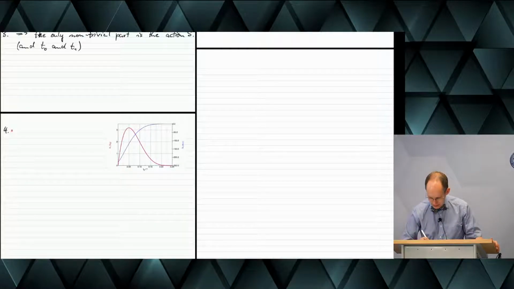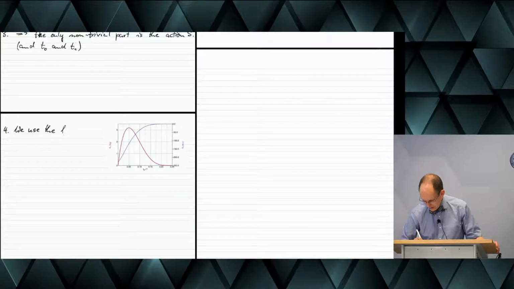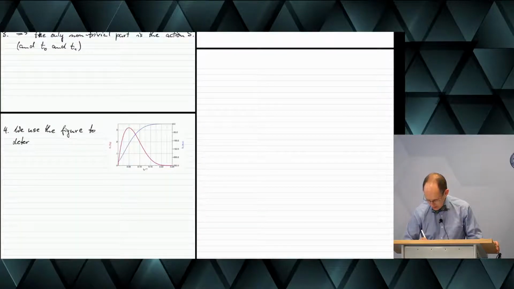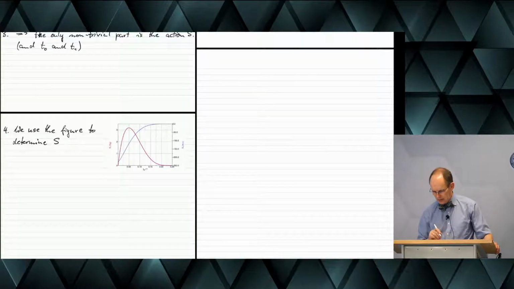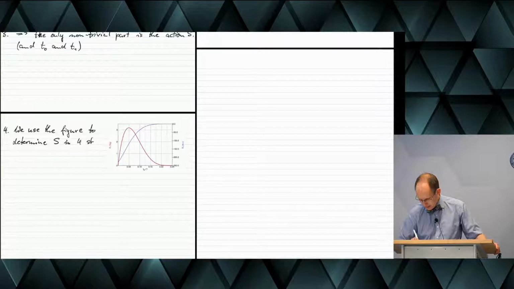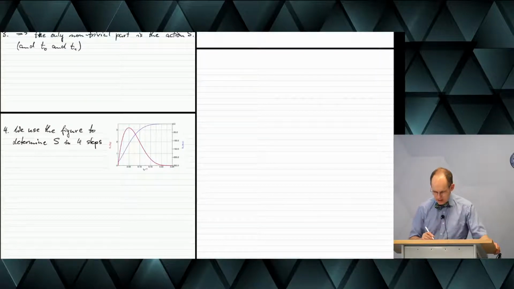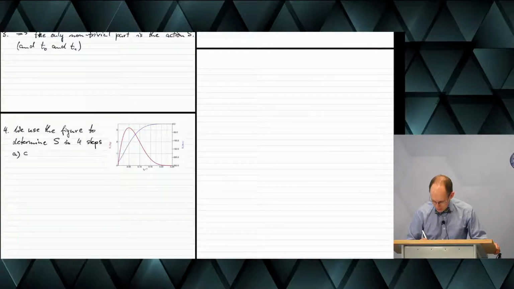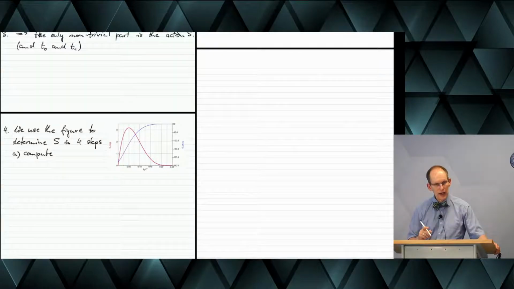So assume we use the figure to determine S. And in how many steps? In 4 steps. So the first step is a trivial one. We compute the energy of the photon, Q times h bar omega, in units of UP.